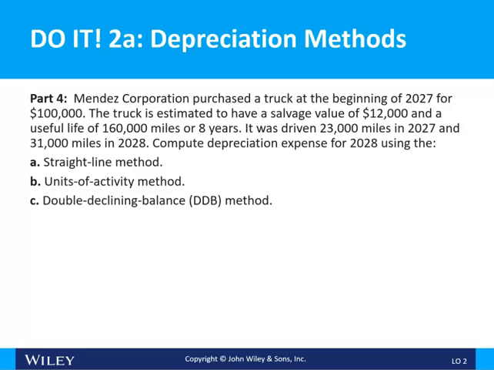So here's another example. Mendez Corporation purchased a truck at the beginning of 2027 for $100,000. The truck is estimated to have a salvage value of $12,000, useful life of 160,000 miles or 8 years. It was driven 23,000 miles in 2027 and 31,000 miles in 2028. Compute the depreciation expense for 2028 using each of these methods.